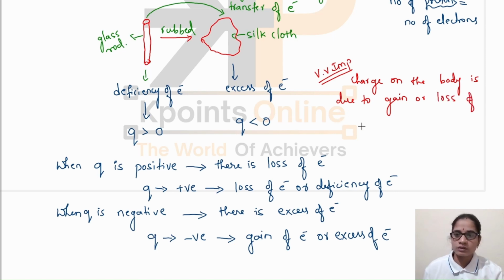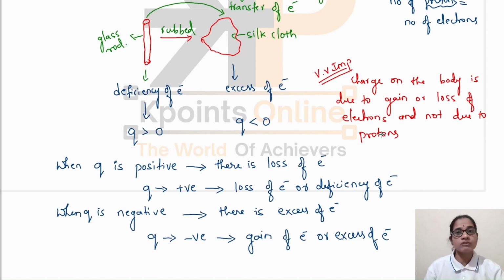Loss of electrons and not due to protons, because protons cannot be removed from the nucleus as they are tightly bound in the nucleus, because the nucleus is rigid and dense. The body becomes charged only due to the removal or gain of electrons, not by the change in the number of protons, because protons will be fixed in the nucleus. As it is tightly bound in the nucleus, it cannot be removed.